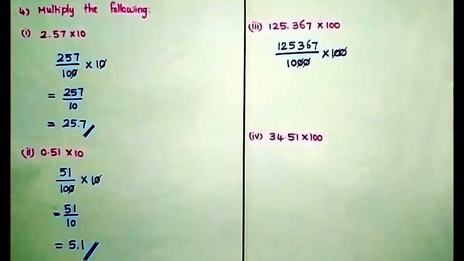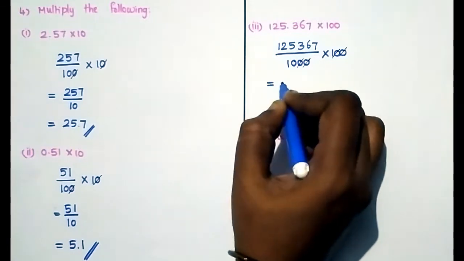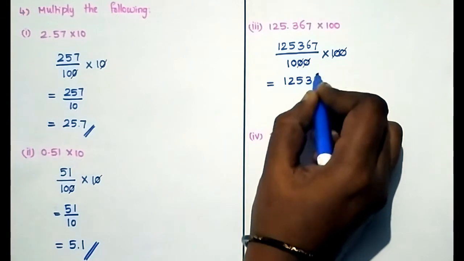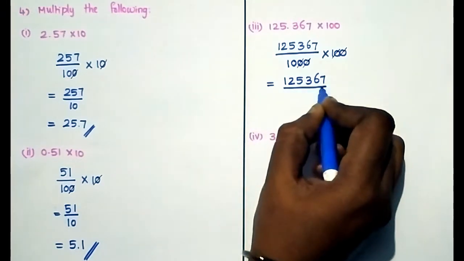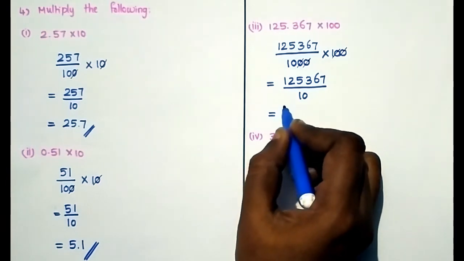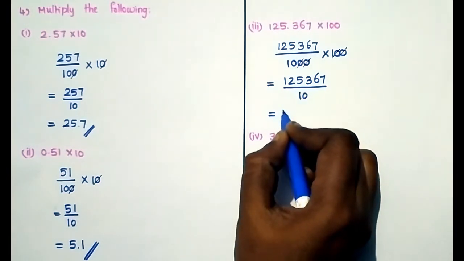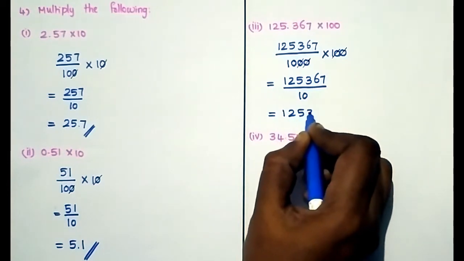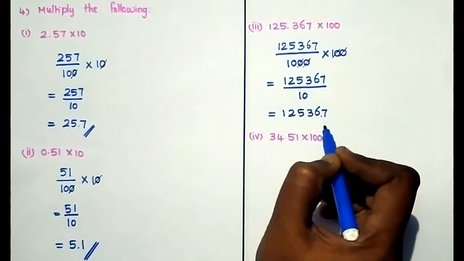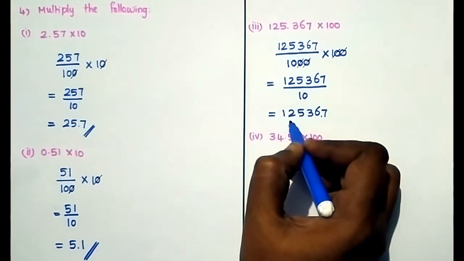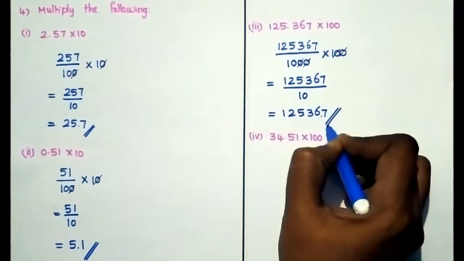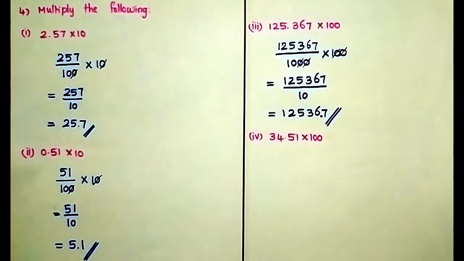2 zeros and 2 zeros cancelled. What is the remaining number? 1,25,367 divided by 10. Now the answer is, write down the number as it is, and denominator 10 is there, so before one digit we have to keep the point, means we get 12,536.7. That is the answer.